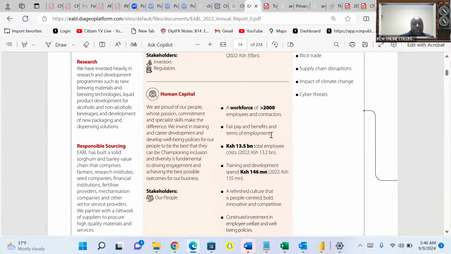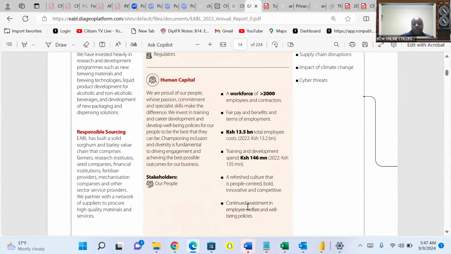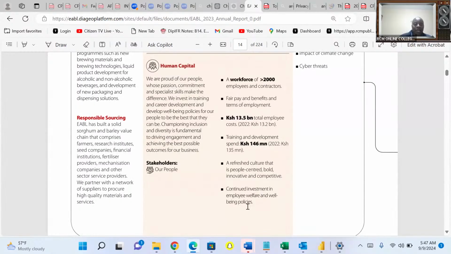Human capital, you can see a workforce of 2,000. Fair pay and benefits and terms of employment. Kenya shillings 13.5 billion, total employee costs. Training and development key, spending 146 million. A refreshed culture that is people-centered, bold, innovative, and competitive. Continued investment in employee welfare and well-being policies.